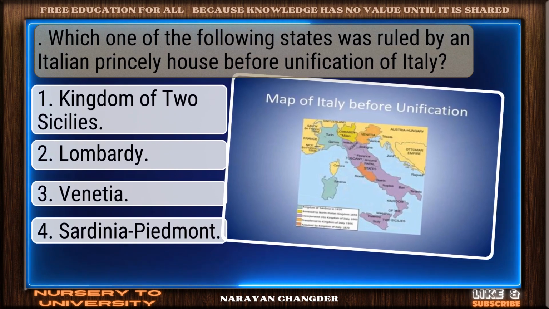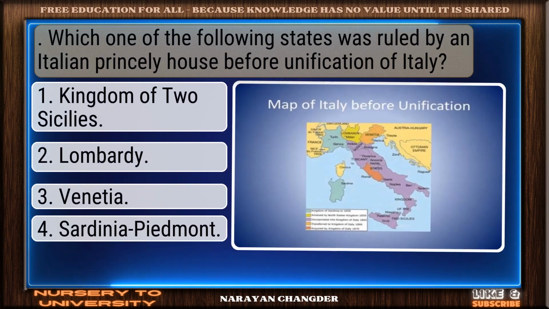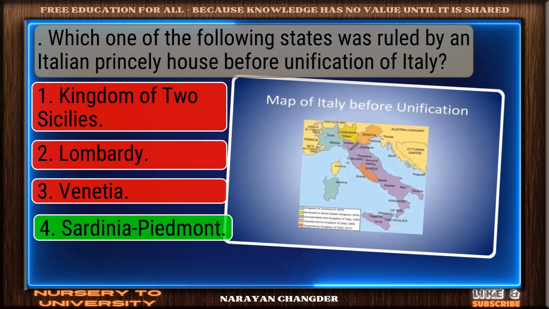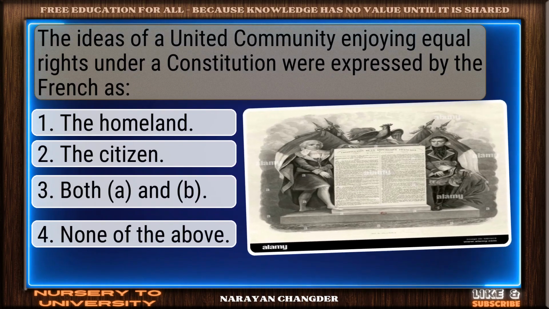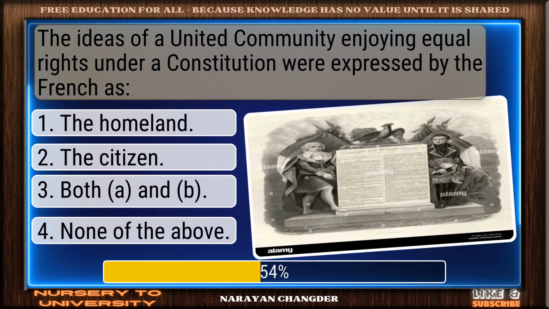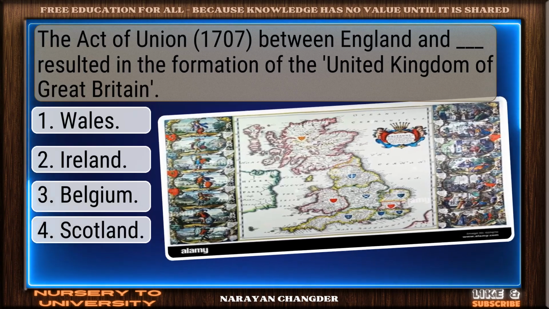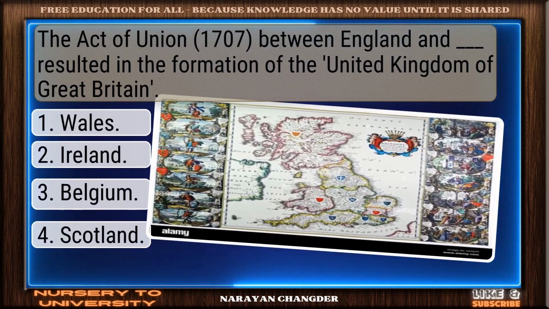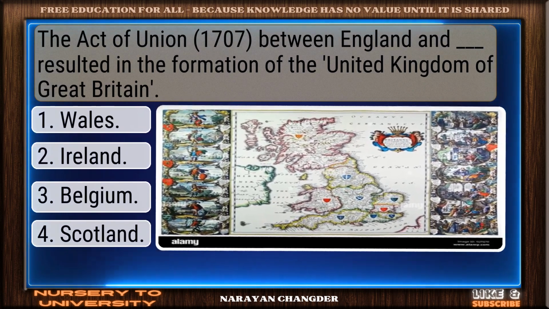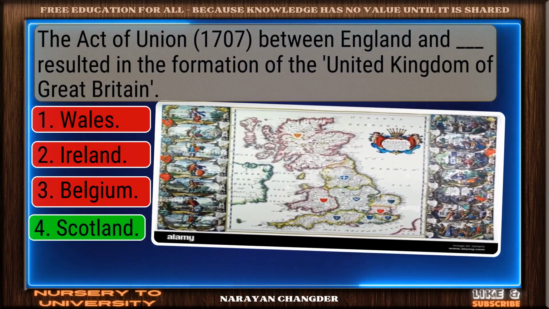Which one of the following states was ruled by an Italian princely house before unification of Italy? Nice work. Sardinia-Piedmont fits perfectly. The ideas of a united community enjoying equal rights under a constitution were expressed by the French as ___. Perfect, both are the one. The Act of Union between England and ___ resulted in the formation of the United Kingdom of Great Britain. Well picked. Scotland is correct.